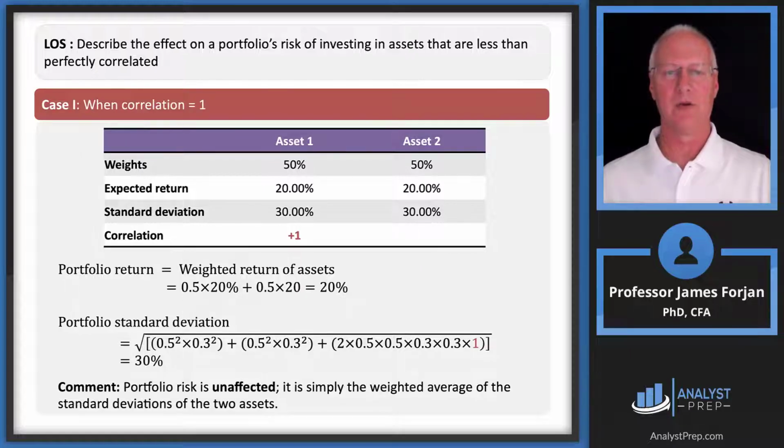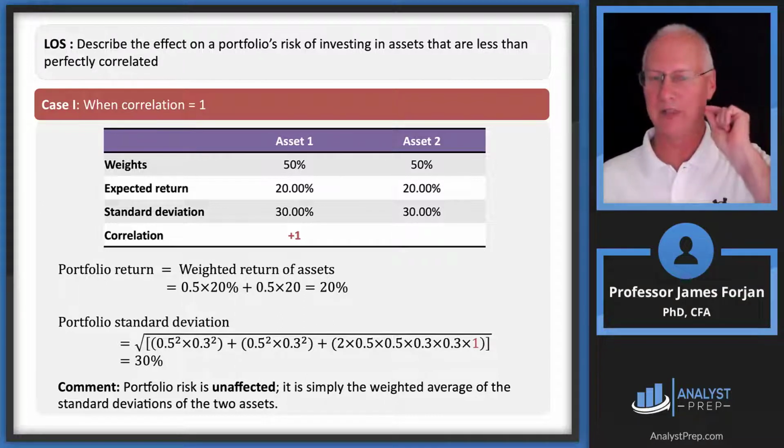Let's go back to an example, asset 1 and asset 2. Notice we just picked an equal weighted portfolio here. So 50% and 50%. Expected returns are 20% and 20%. And the standard deviation is 30% and 30%. All right, so asset 1 and asset 2, they look an awful lot alike.